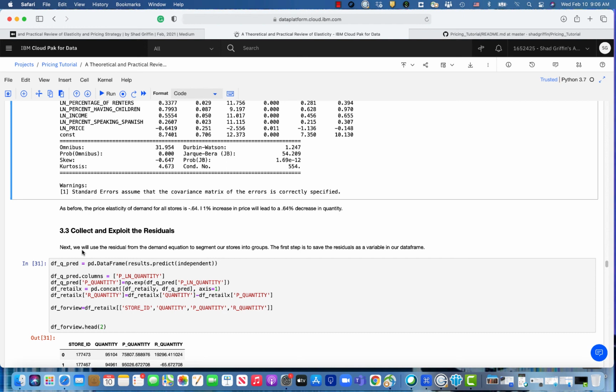What does that say about the store? Well, it's selling more than we would expect. So one way to think of it is that store is overperforming. It's doing better than the model would predict.